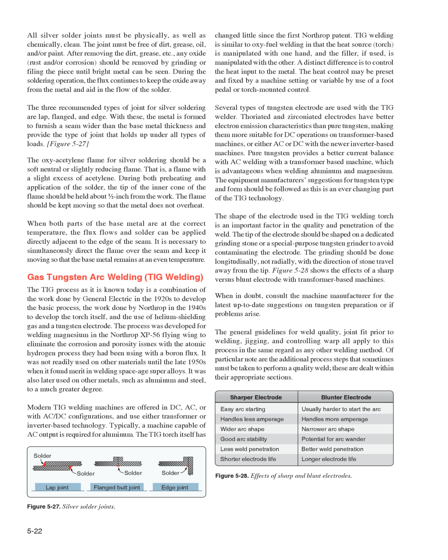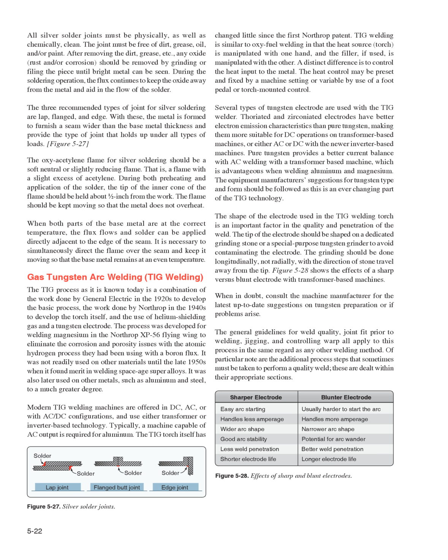Figure 527, the oxyacetylene flame for silver soldering should be a soft neutral or slightly reducing flame. That is, a flame with a slight excess of acetylene. During both preheating and application of the solder, the tip of the inner cone of the flame should be held about ½ inch from the work. The flame should be kept moving so that the metal does not overheat.